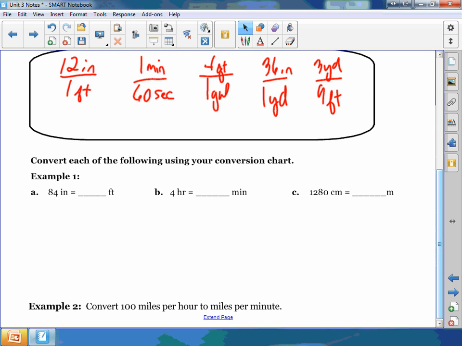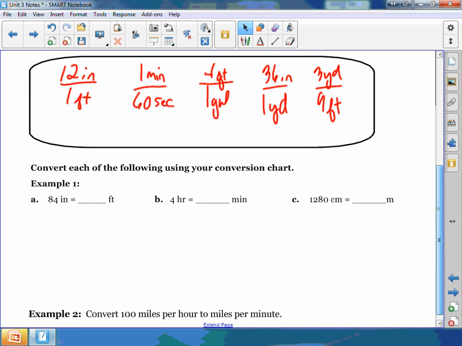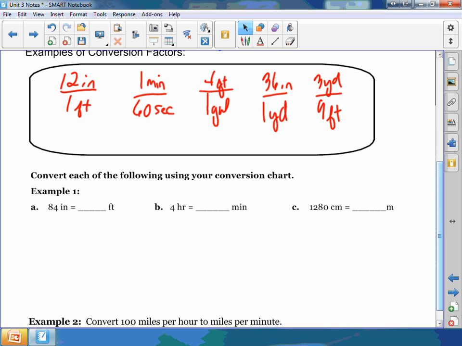Here's what I need you to do. Go to example 1. These three conversions: 84 inches to feet, 4 hours to minutes, and 1,280 centimeters to meters. Just quickly go through and make those conversions for me.